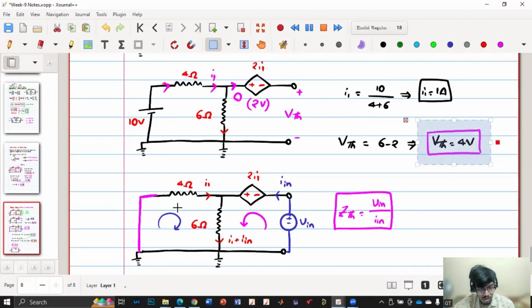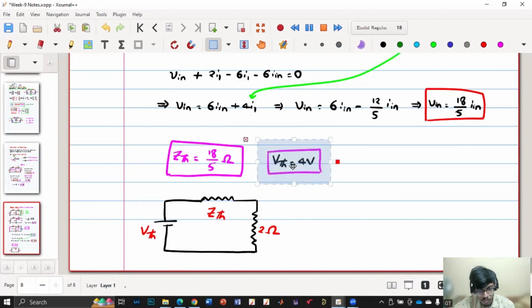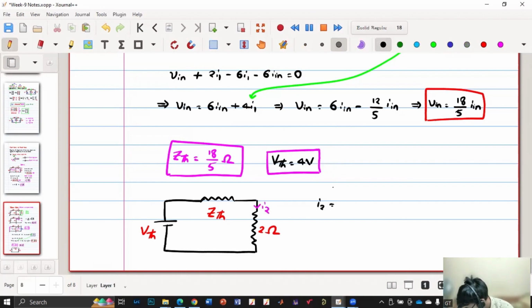So now the current flowing through the 2 ohm, which is I2. What is the expression for I2? 4 divided by 18 by 5 plus 2 ohms. So it is 4 by 18 plus 10 into 5, that is 20 by 28. So if you simplify, how much will you get? I2 is 5 by 7.